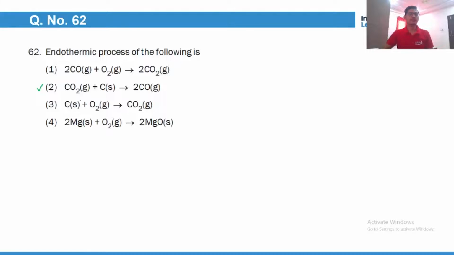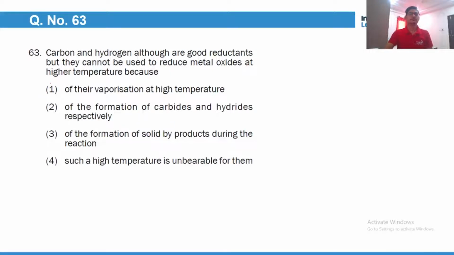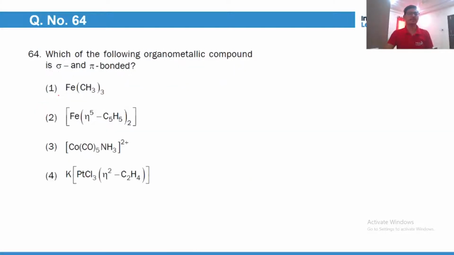The endothermic process of the following is this, because carbon monoxide is less stable than carbon dioxide. Carbon and hydrogen, although they are good reductants, cannot be used to reduce metal oxide at higher temperatures because of the formation of carbides and hydrides at high temperatures.